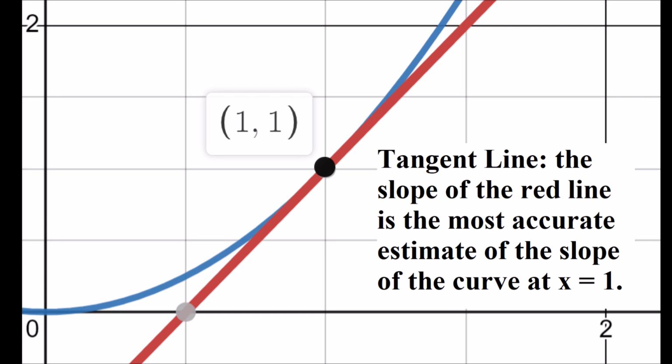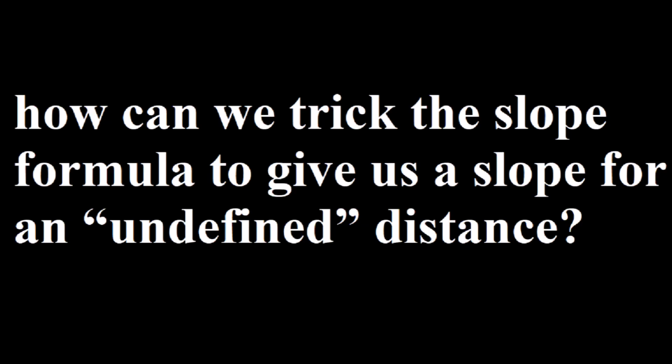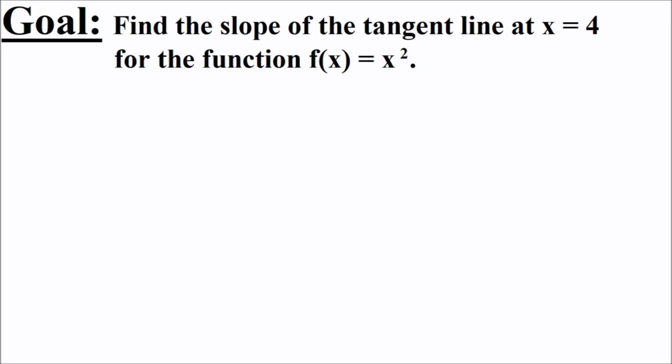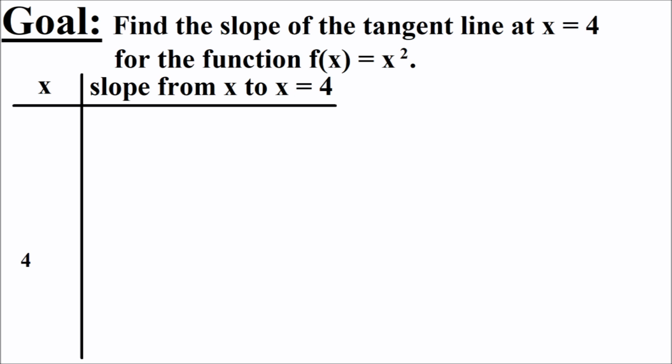Since the slope formula seems to be at odds with this conclusion, the question becomes, how can we trick the slope formula to give us a slope for an undefined distance? Let's try something. Why don't we lock one of our 2 points down to a single coordinate, 4 and 16? Because 4 squared is 16. The slope from 4 to 5 is 25 minus 16 over 5 minus 4, which equals 9.